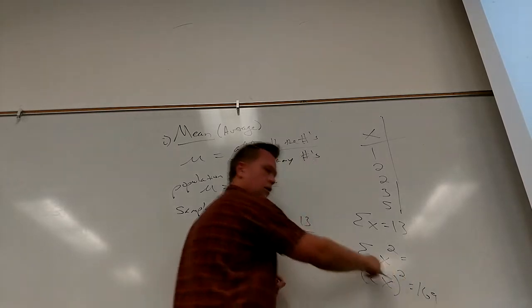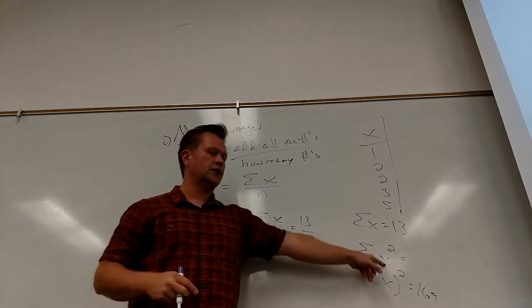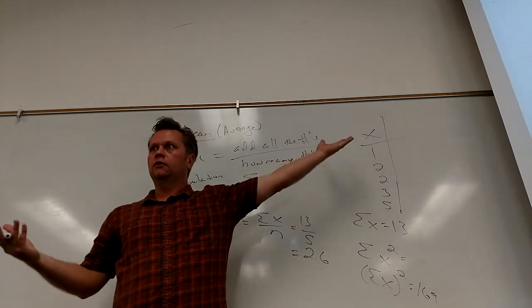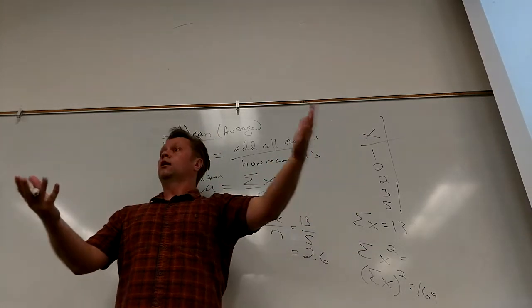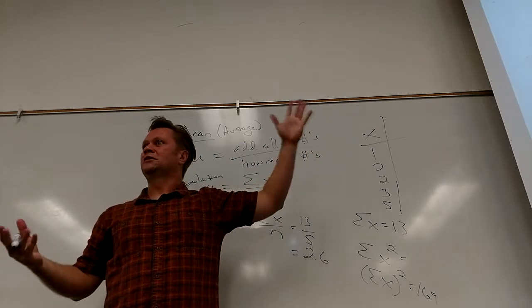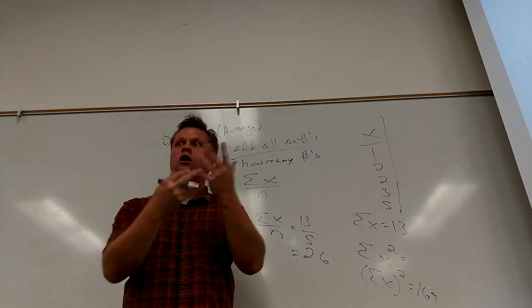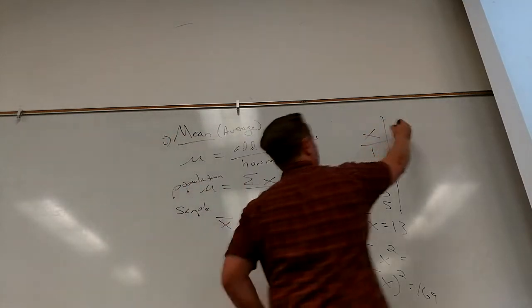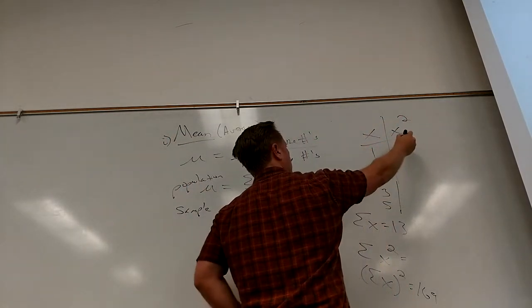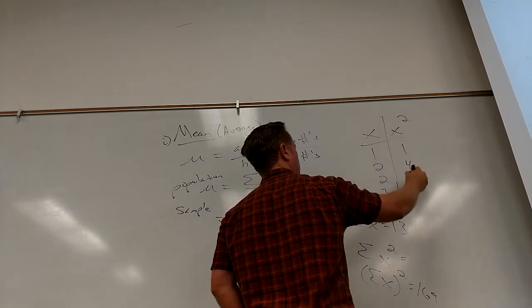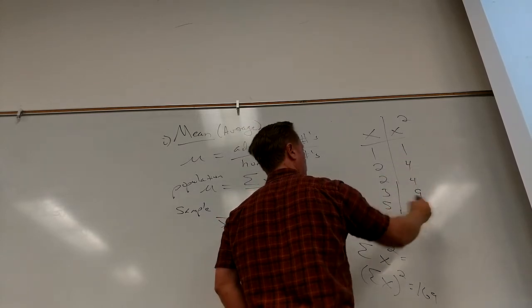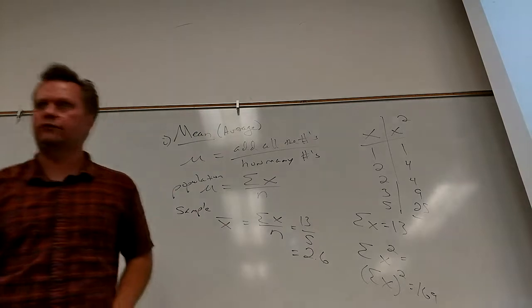How do I get this, though? What do I need first before I can add up the X squares? I know the X. Before I can add up the X squares, I better figure out the X squares. Thank you. So what's the X squares? 1, 4, 4, 9, 25. Now I can add them up because I got a list of them now.